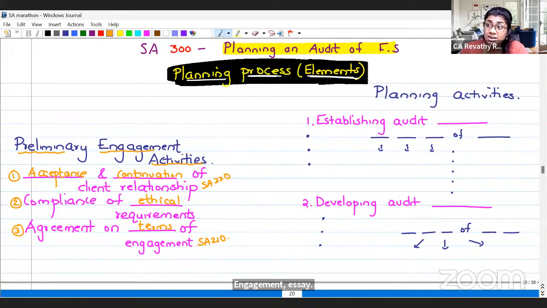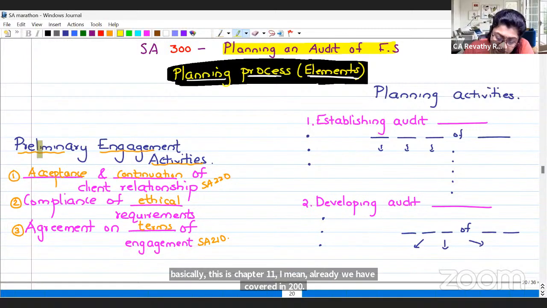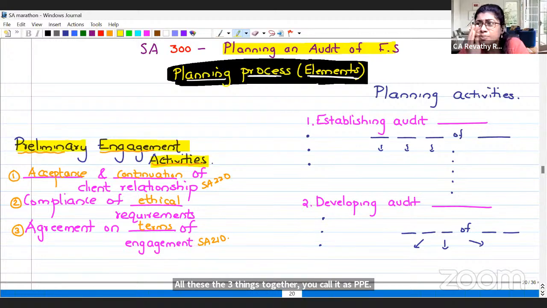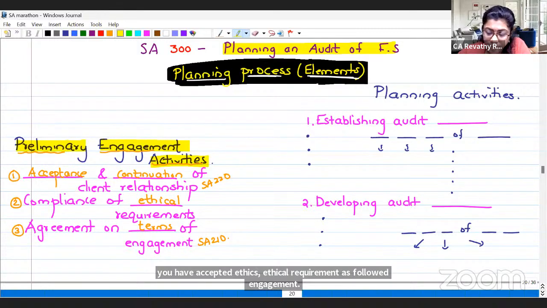So basically, this is chapter 11. We have already covered it in 200. Now, all these three things together, you call it PEA, preliminary engagement activity. Now you have accepted, ethical requirements are followed, and the engagement letter is given. Now you will start the planning process.